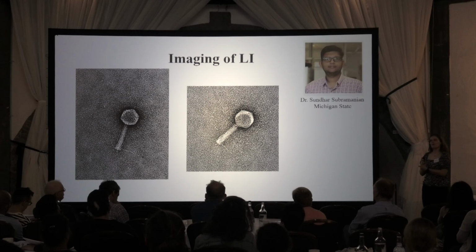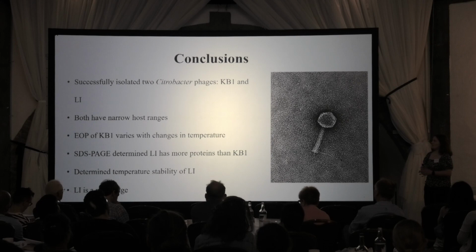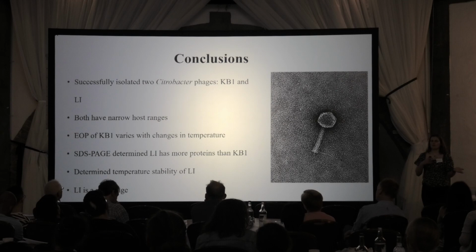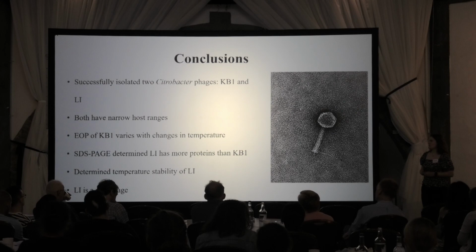Just some conclusions for this first part. We successfully isolated two Citrobacter phages. Those have narrow host ranges as far as we know. The efficiency of KD1 varies with changes in temperature, where we don't necessarily see that too much with LI. Our SDS-PAGE determined that there are way more proteins in LI than KD1. We determined the temperature stability more or less of LI, and that LI is a myophage.